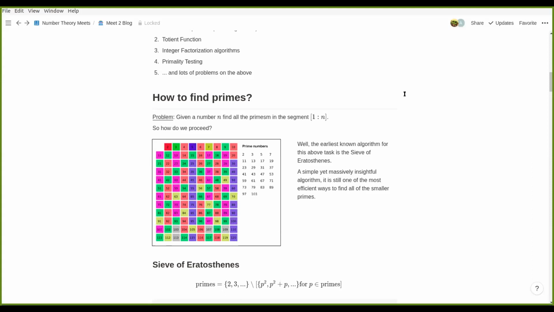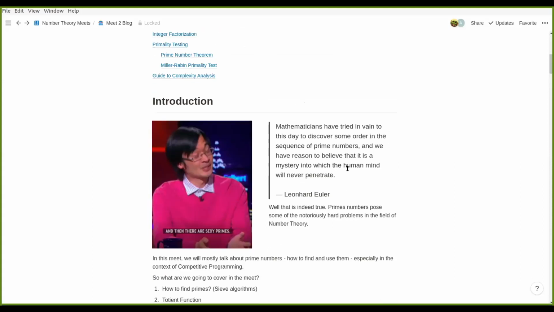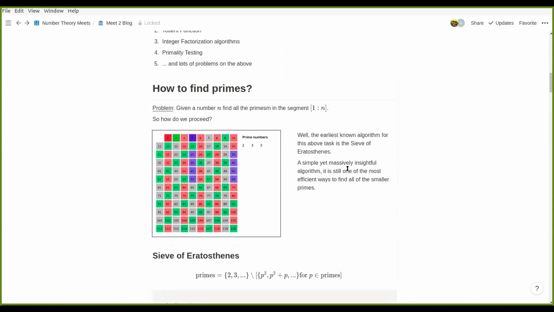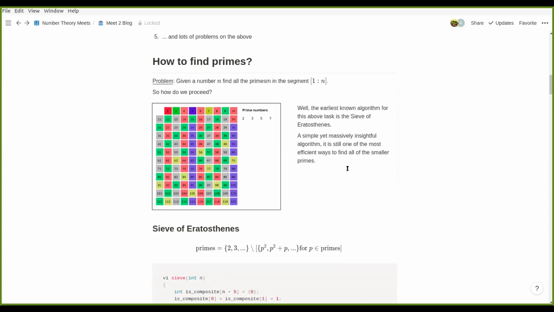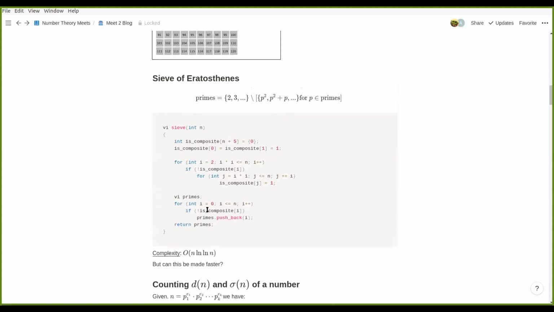But finding the time complexity is relatively non-trivial, because you use a theorem called the prime number theorem to show how dense primes are. A huge problem in number theory is that we don't know how primes occur. I started with the quote by Euler, which says human beings will maybe never penetrate and understand how primes occur in the number series. But we figure out an approximate density of primes that occur from 1 to n, and based on that we perform our complexity analysis, and it comes out to be order of n ln n. So this is quite fast, but it can be made even faster.